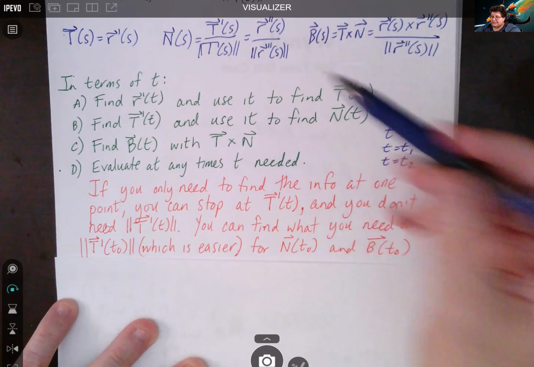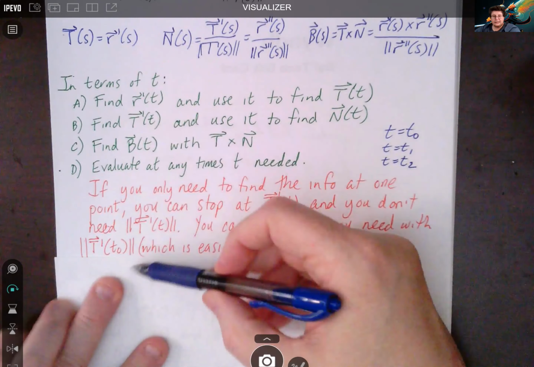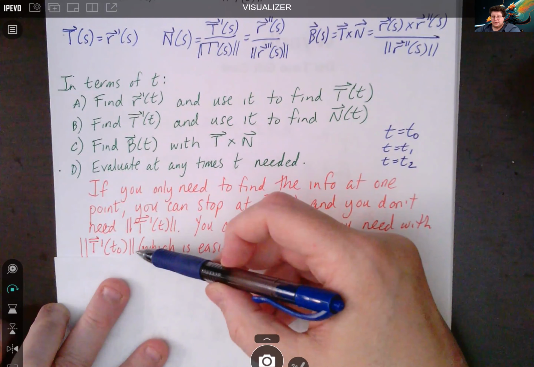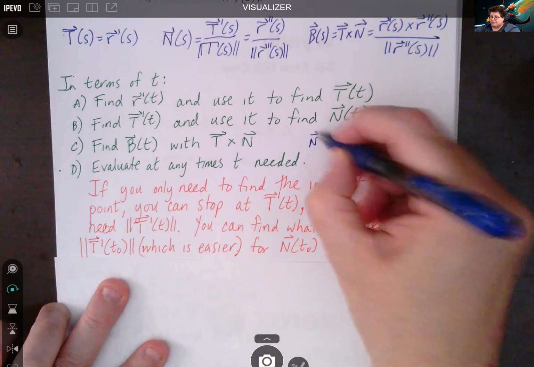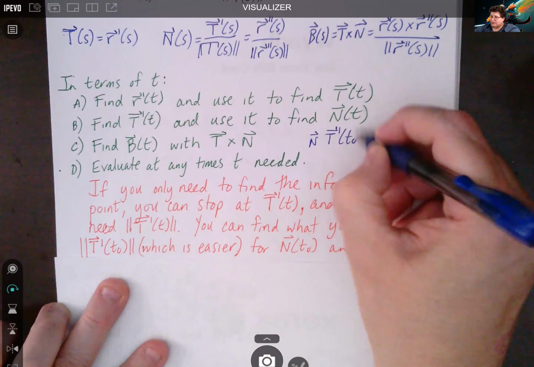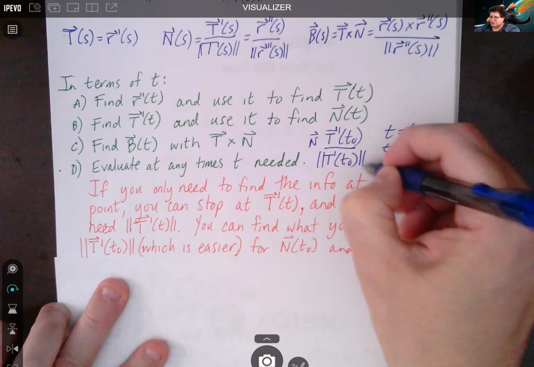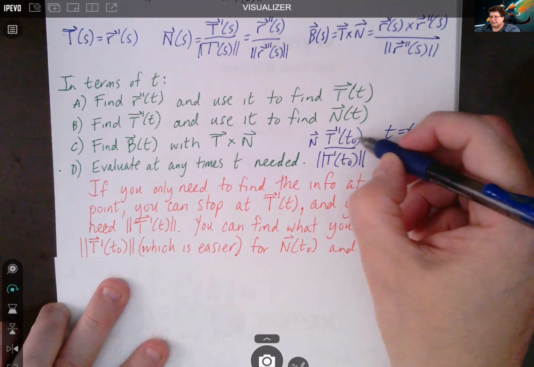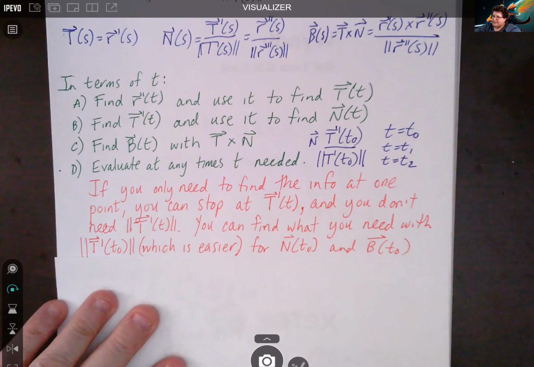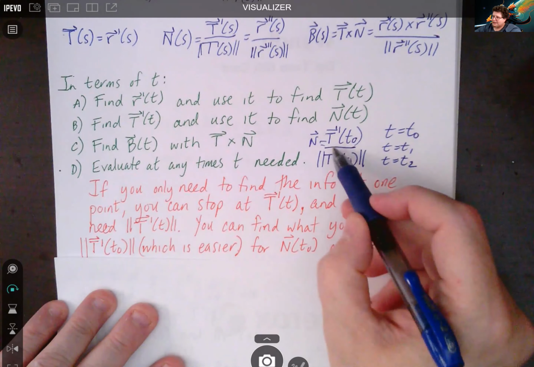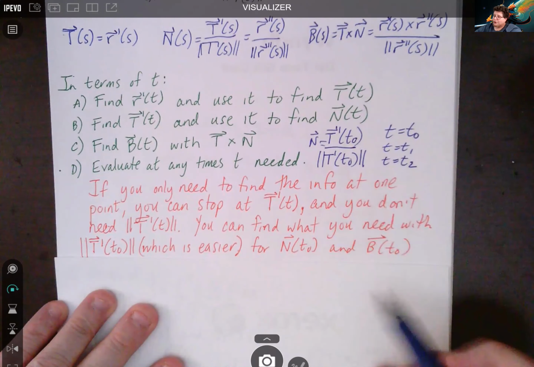Just evaluate at t0. So plug in t0, you'll get T prime of t0. Use that to find the magnitude to find N. So N will be T prime of t0 divided by the magnitude of T prime of t0. These are just numbers. There's no variables left in it because we plugged in a value for t. It makes the work easier, as you'll see. And you can use this to find N, and this N with T, just plugging in t0 into T up here, you can find B also.